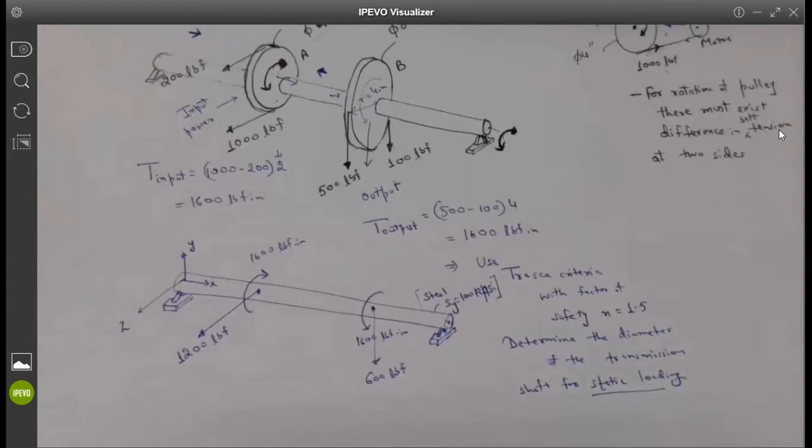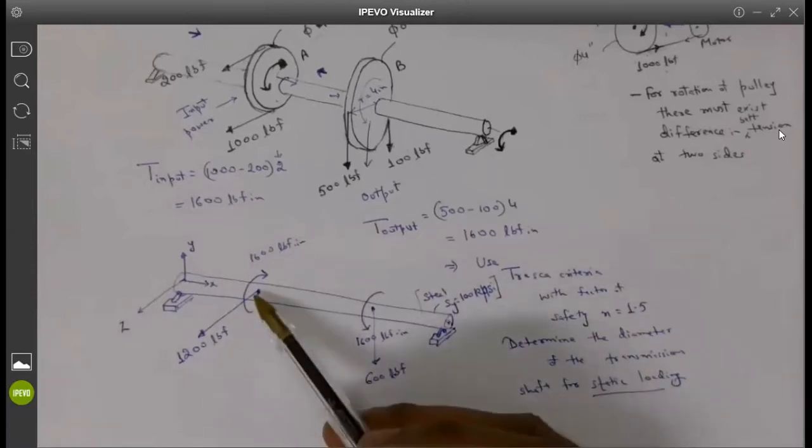Find the shear stress. Find the shear stress due to what? The 1200 and 600 pound force.